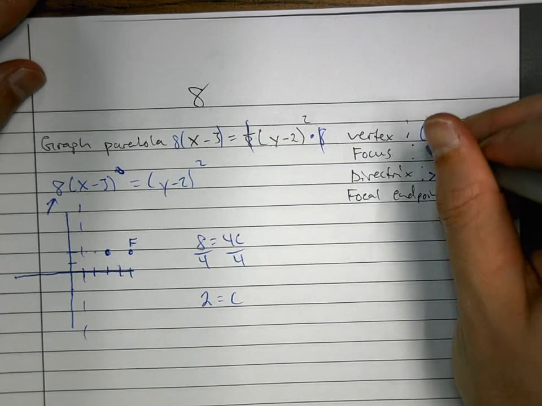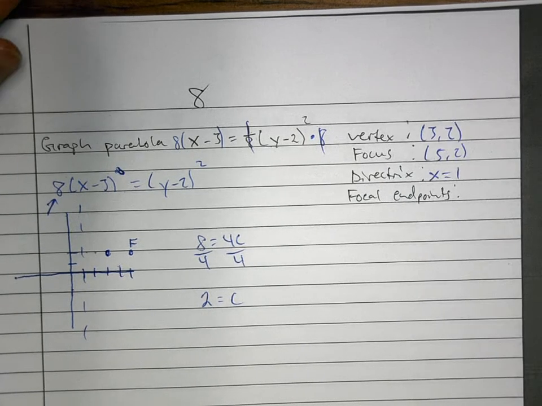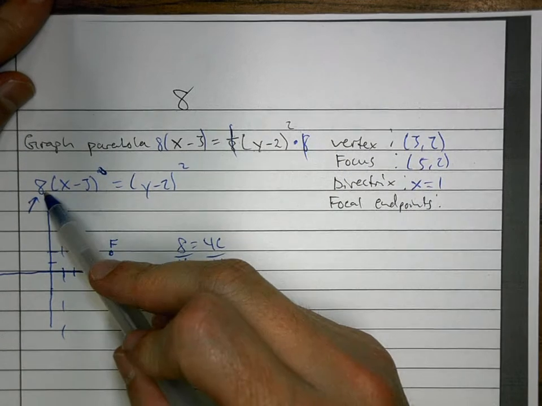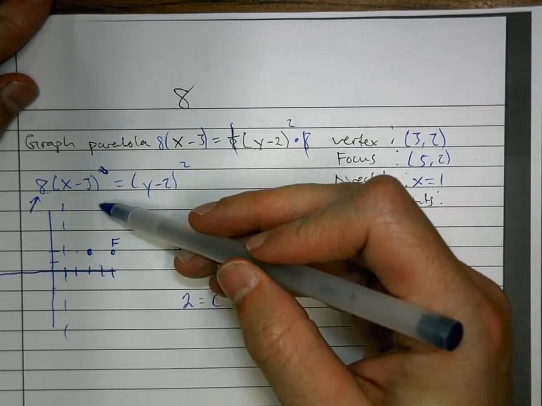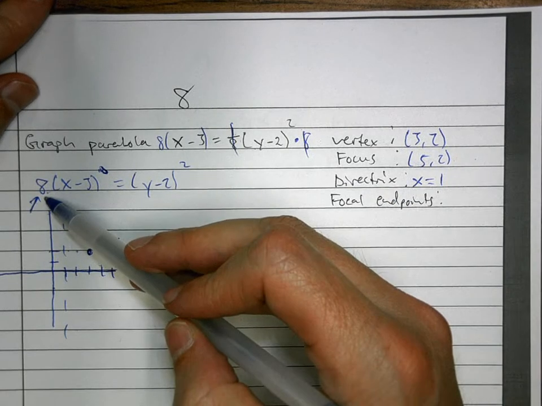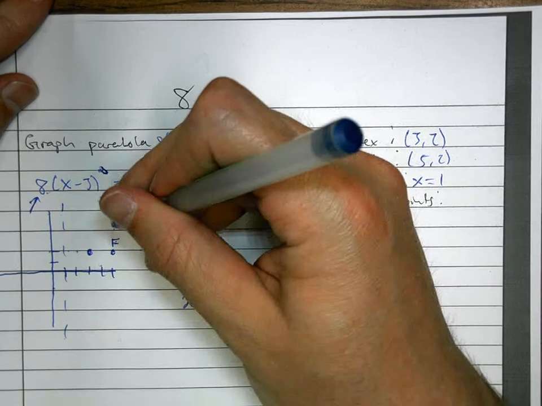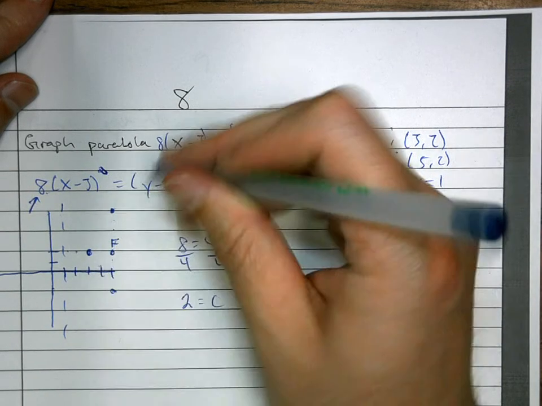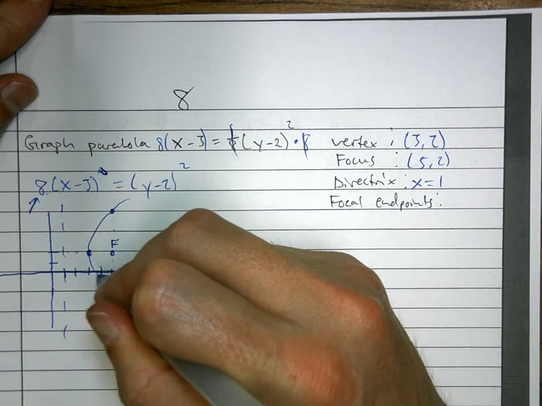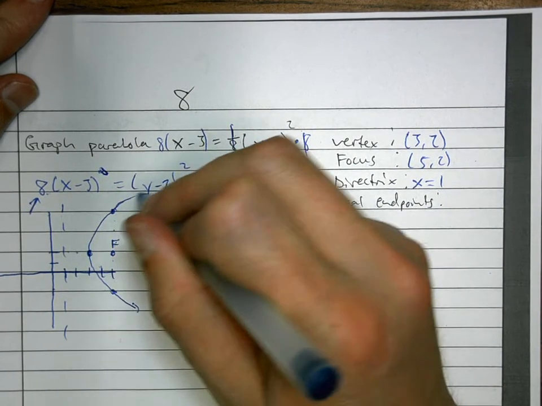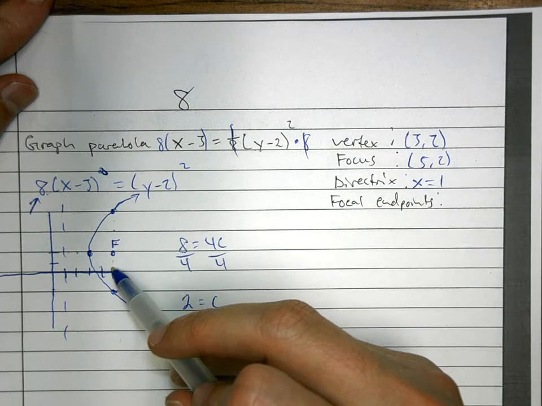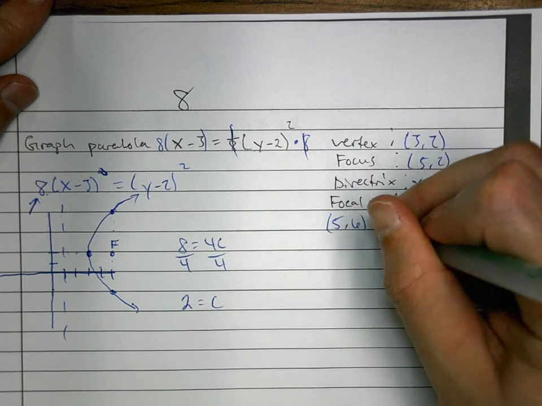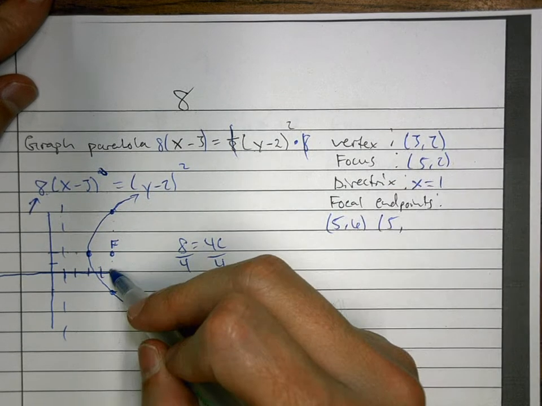Our focus is at 5, 2. So again, our focal width is 8. And since there's 2 halves to a parabola, a top half and a bottom half, half of 8 is 4. So I go up 1, 2, 3, 4, put a dot. Down 1, 2, 3, 4, put a dot. And that will give me my focal width. So my focal endpoints are at 5, 2, 4, 6. And 5, -2.